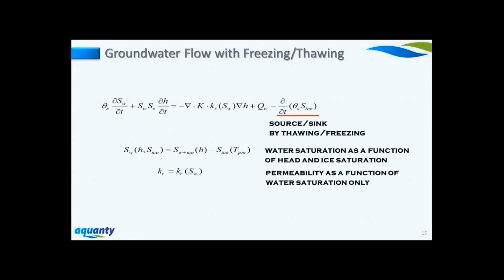So here I'm showing a form of Richards equation, where now on the right-hand side, underlined by red, is the change in the mass, if you will, of ice. And of course, the permeability for water flow is described as a function of the water saturation in this particular equation.